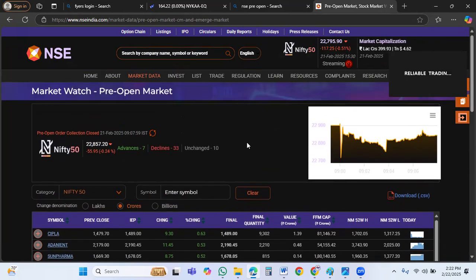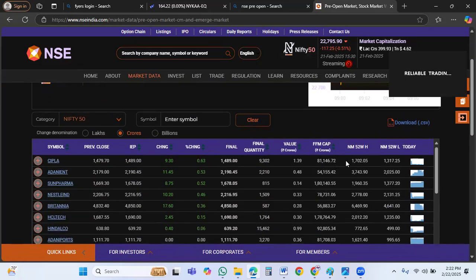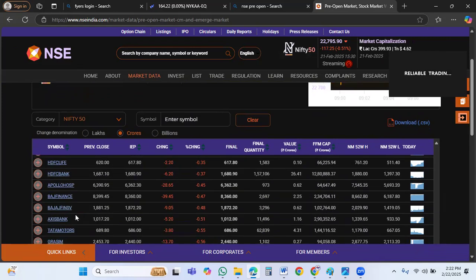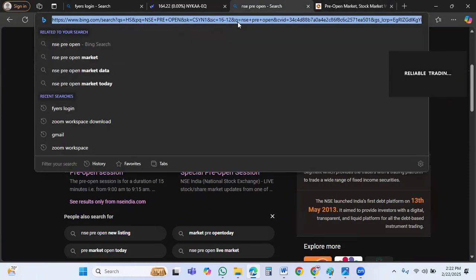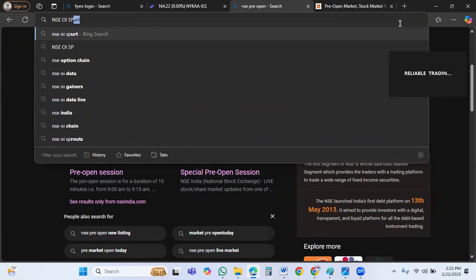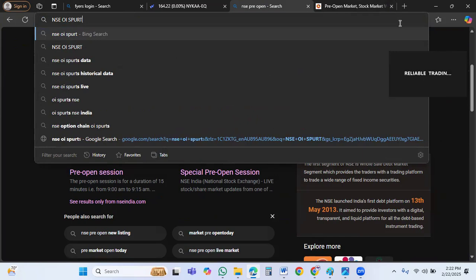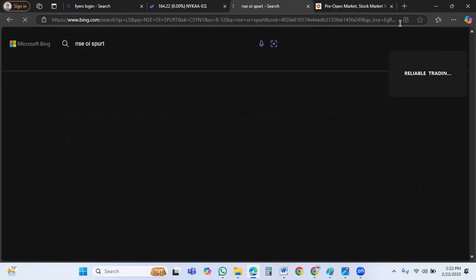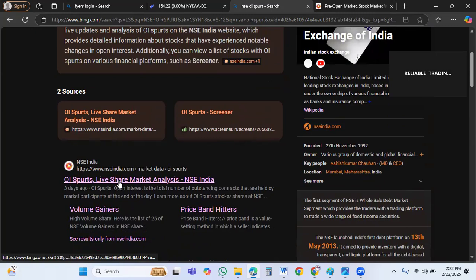So around 9:08 a.m., you can look at the data, and you can try to find stocks which are among the first 5 or 7 stocks on the top and first 5 or 7 stocks at the bottom. You can even download the CSV if you want. And at around 9:18 a.m., you can go into the site called NSE OI Spurt. It's very easy to find the website. Just type in NSE OI Spurt, click on the link, and you shall find OI Spurt.